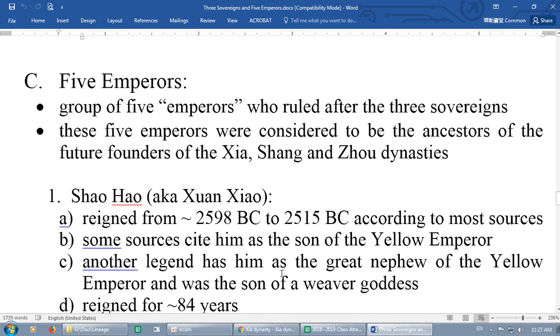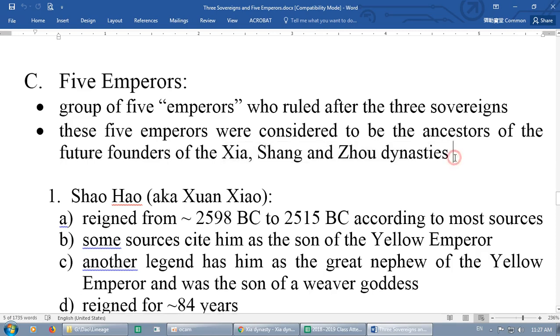All right. Now that's called the 3 sovereigns. Now let's go to the next following group, which is called the 5 emperors, Wu Di. They're the group of 5 emperors, because back then even the notion of emperors was not very established. They're just considered rulers. They ruled after the 3 sovereigns, and these 5 emperors were considered to be, believe it or not, ancestors of the future founders of the next 3 dynasties. Very interesting. So they're related to the future, but these 3 dynasties cover a period of almost 2,000 plus years.